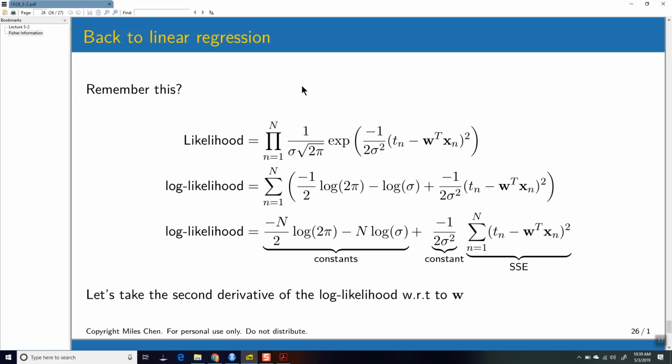So if we're not assuming Gaussian noise, all of this falls apart, okay? Well, not falls apart, but you've got to do something completely different. So here's our likelihood function. It's the product of these Gaussian probabilities. And then here's our log likelihood function, which is this. And we're going to take the second derivative of this with respect to w.